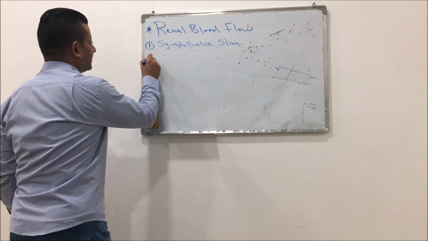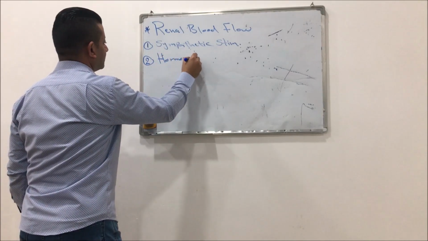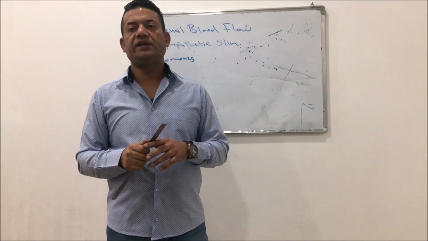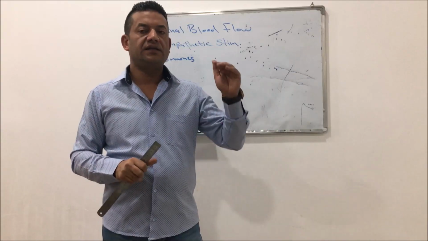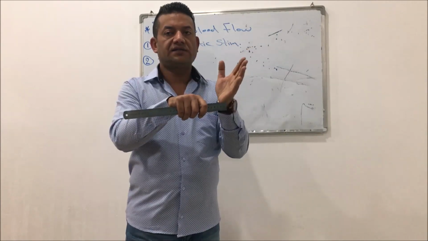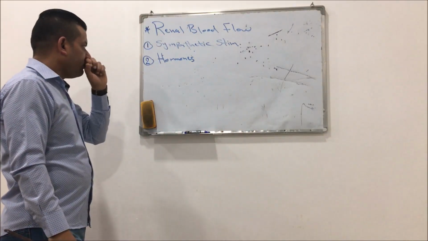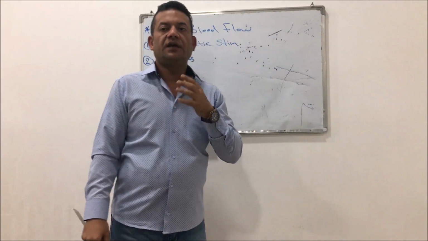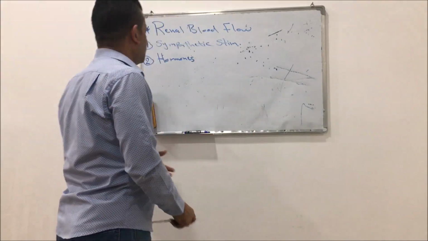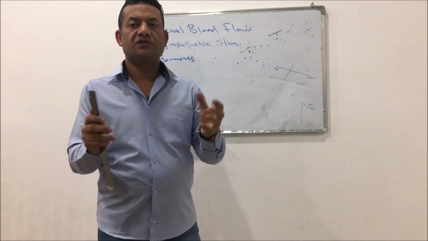The second factor is hormones. As you know, there is a specific gland called the adrenal gland. The adrenal gland is situated over the kidney; each kidney has an adrenal gland situated over it. The adrenal gland medulla secretes the hormones adrenaline and noradrenaline, or the catecholamines. These hormones also affect the renal arteriolar bed and cause vasoconstriction.